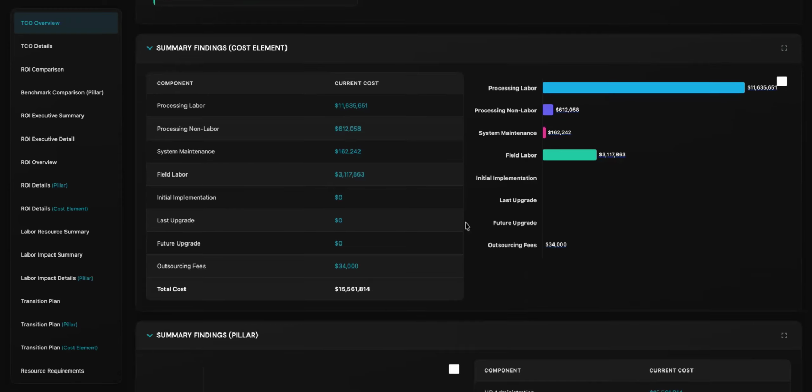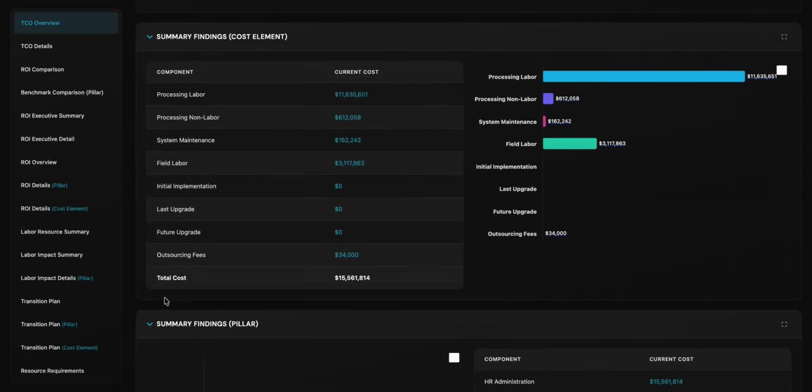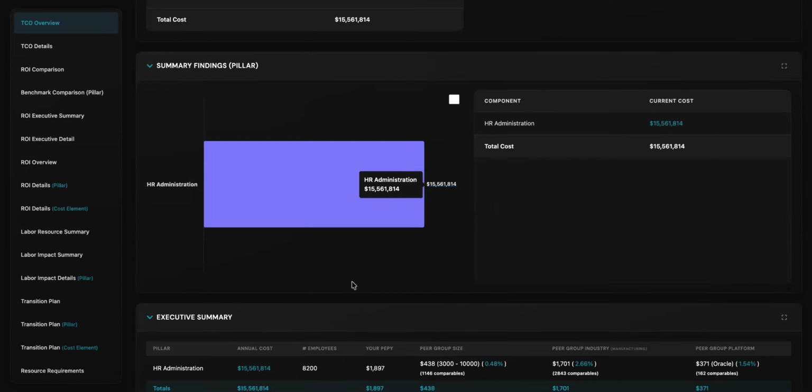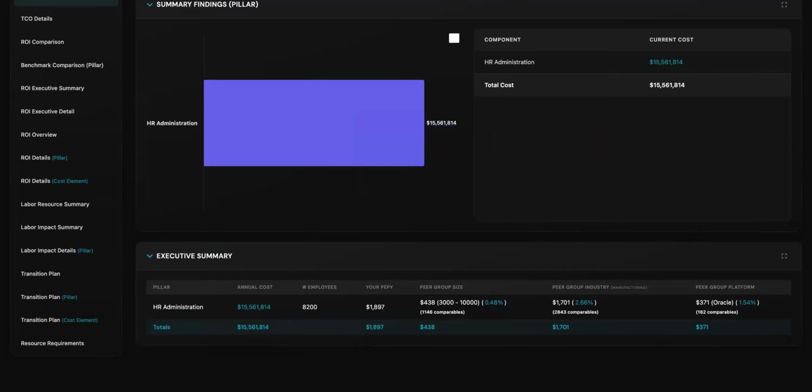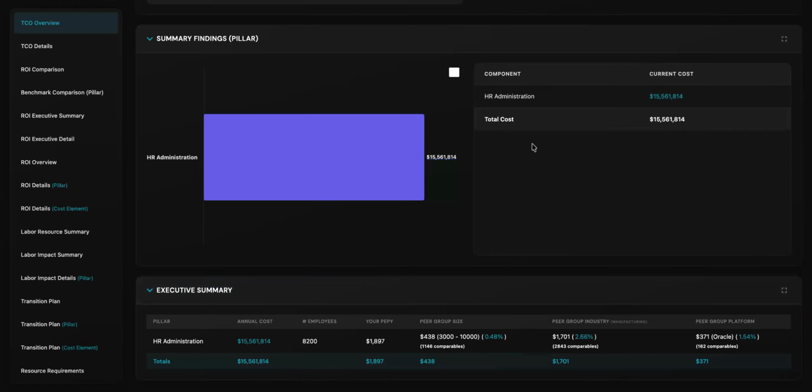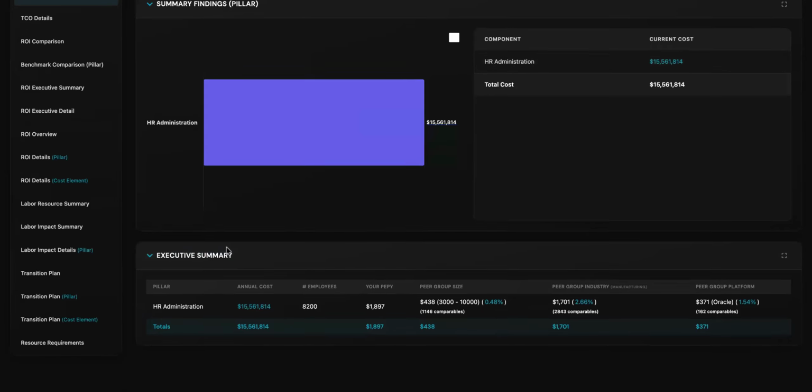With that in mind, the summary costs then are kind of reported based on that structure. So we have our processing labor, non-labor, our IT maintenance, field labor, initial implementation, if we have it, all of those kind of things total up to the 15,561, if you will. This is going to be the total cost, and then we benchmark.